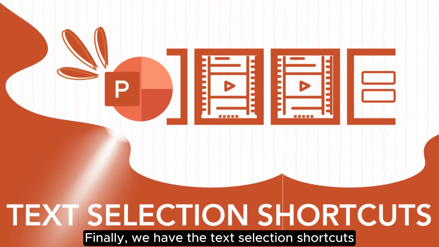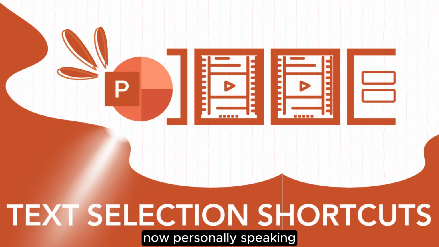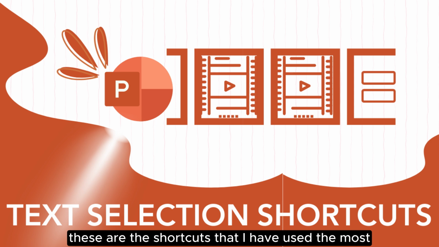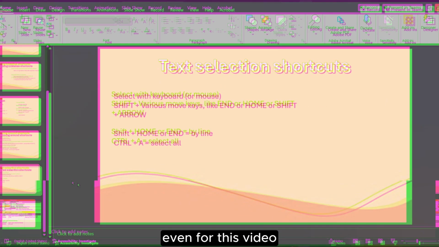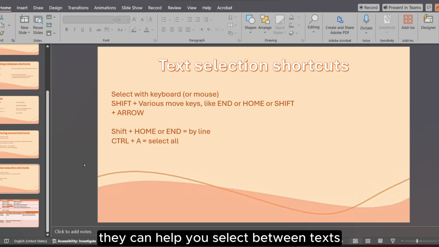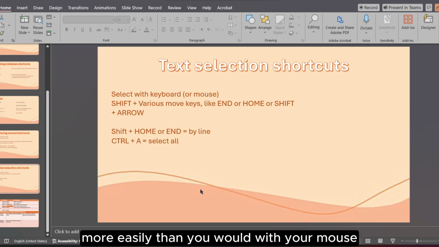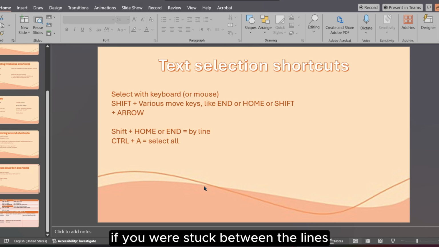Finally, we have the text selection shortcuts. Now, personally speaking, these are the shortcuts that I have used the most after the editing shortcuts. Even for this video, they can help you select between texts more easily than you would with your mouse if you were stuck between the lines. Take a look at how it works.